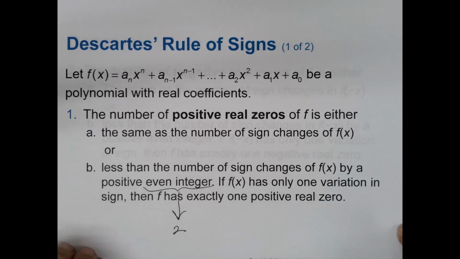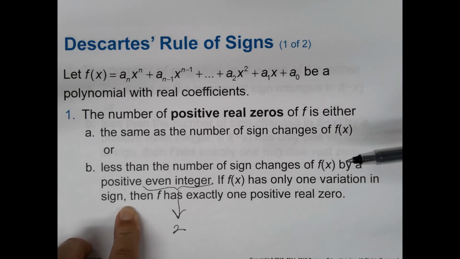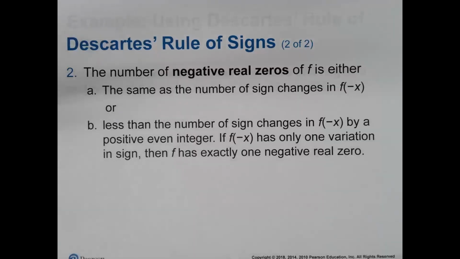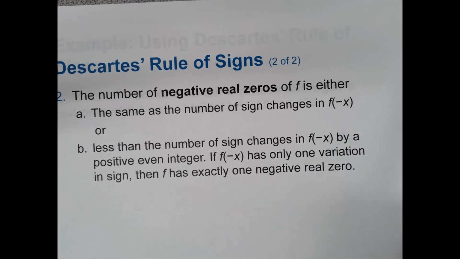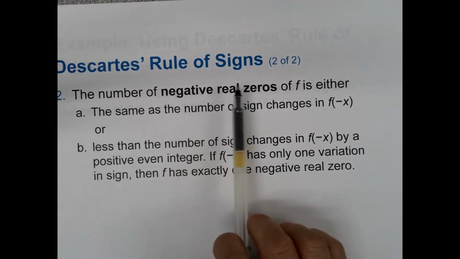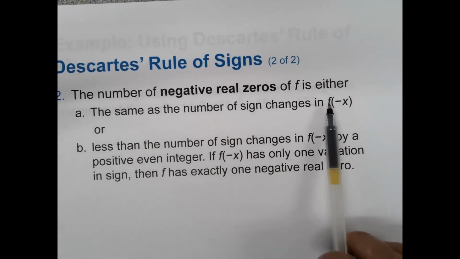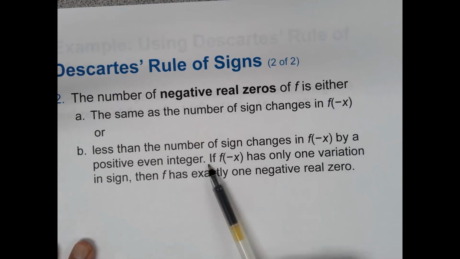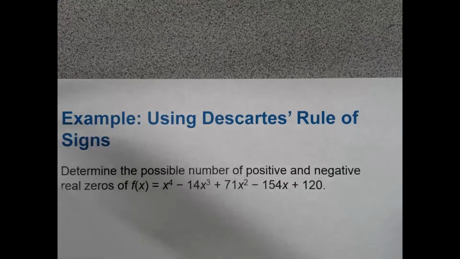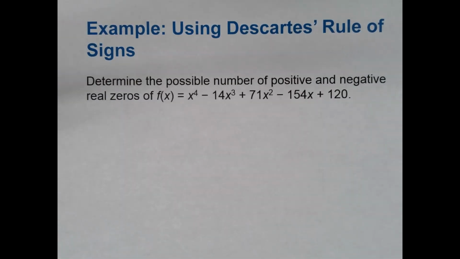If f of x has only one variation in sign, then f has exactly one positive real zero. This all sounds like a whole bunch of jumbled up words on the page. We'll make it easy for you in a minute. Then, if we want to find the number of negative real zeros, it's the same idea, but it's the same as the number of sign changes of f of negative x, or less than that by a positive even integer. So our last example here says determine the possible number of positive and negative real zeros.